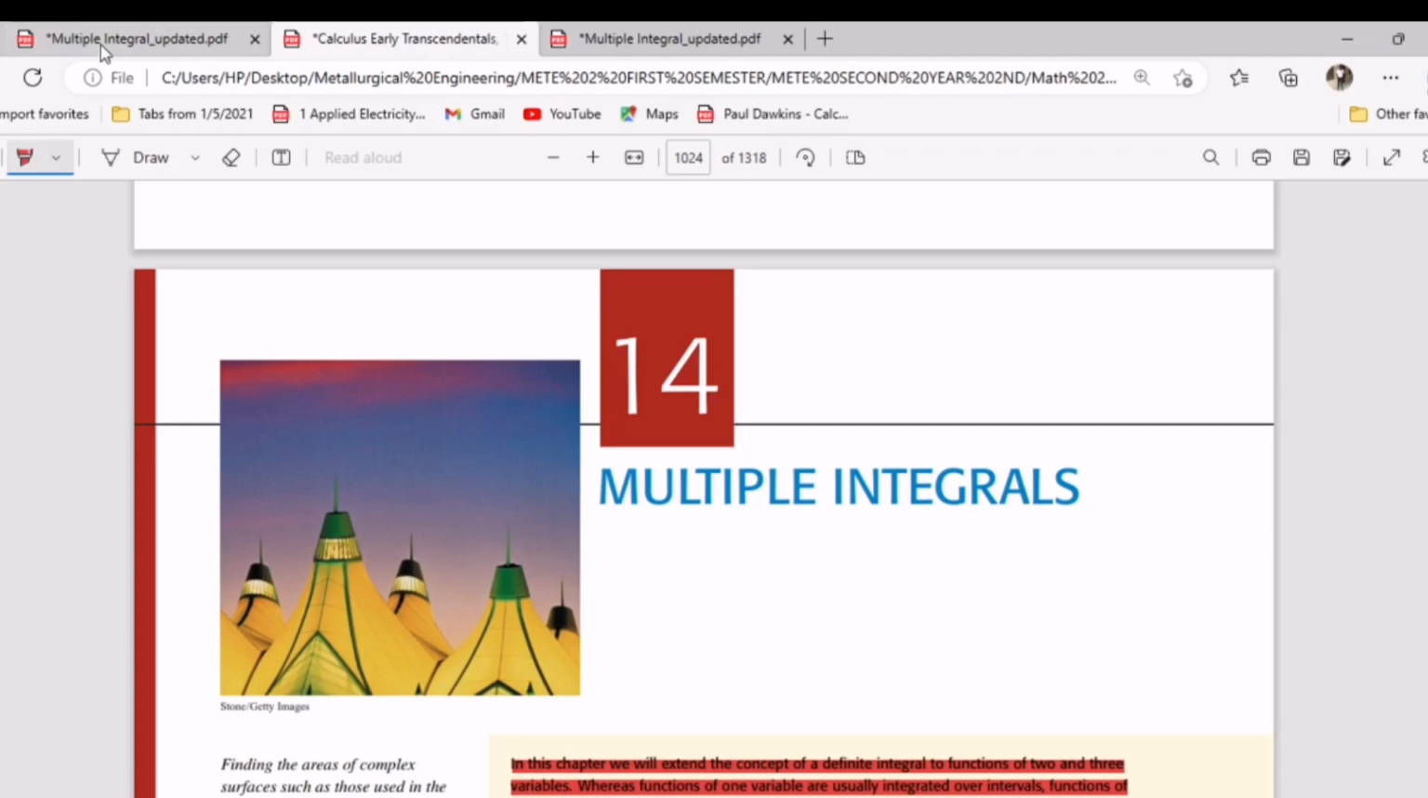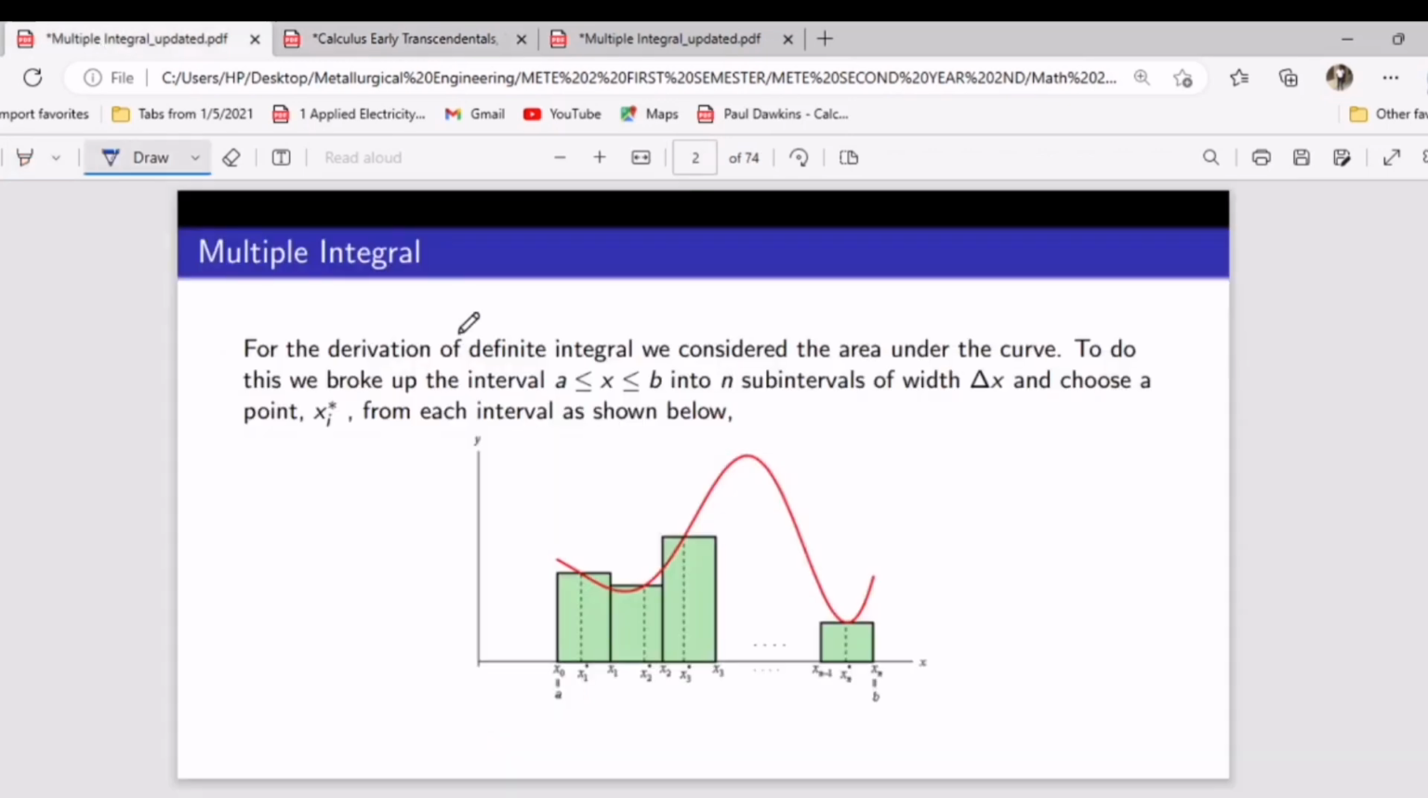So in this case, we are going to handle multiple integrals, whereby we're going to talk about double integrals and a little bit of single integrals for you to understand what it's about. For the derivation of a definite integral, we consider the area under the curve, right? To do so, we broke up the interval a, that is x greater than or equal to a, less than or equal to b, into n sub-intervals of width delta x, and choose a point xi from each interval.